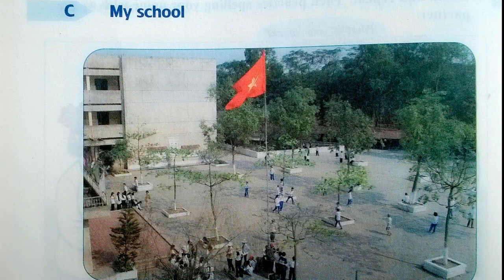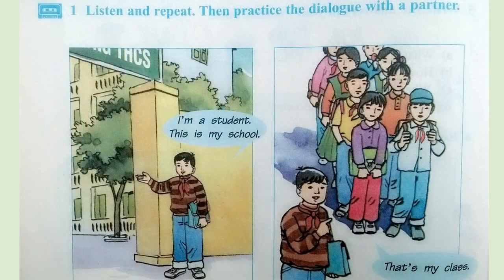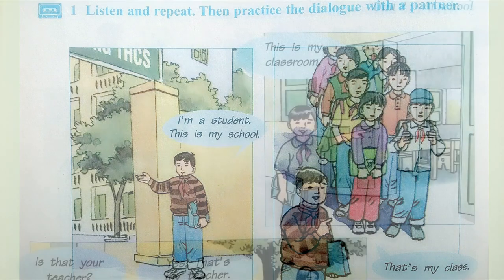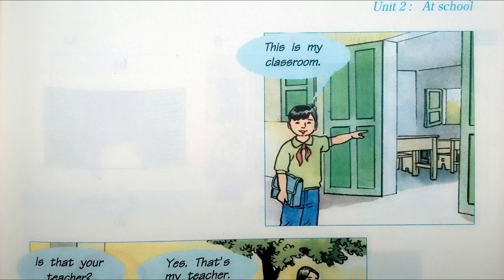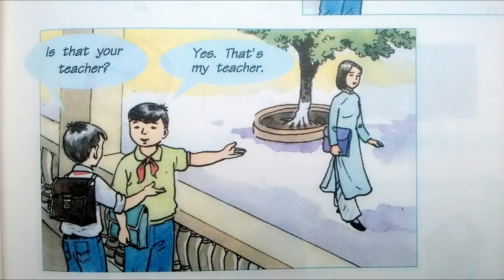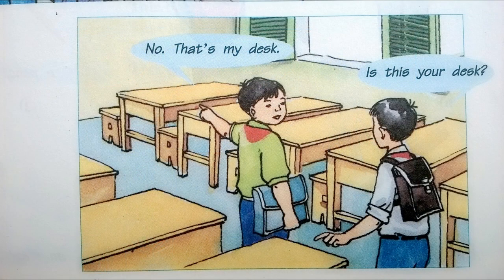C. My school. 1. Listen and repeat. Then practice the dialogue with a partner. I'm a student. This is my school. That's my class. This is my classroom. Is that your teacher? Yes, that is my teacher. Is this your desk? No, that is my desk.